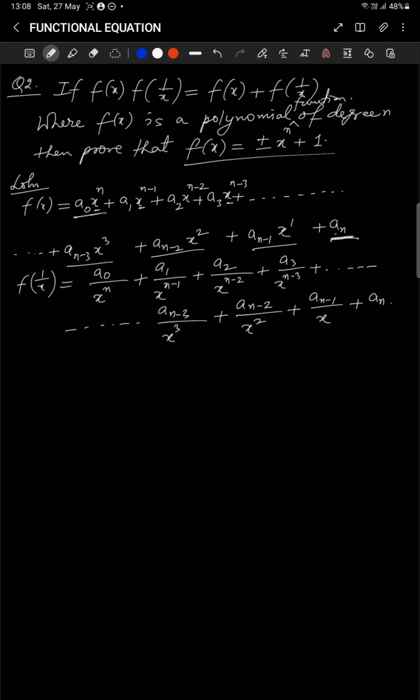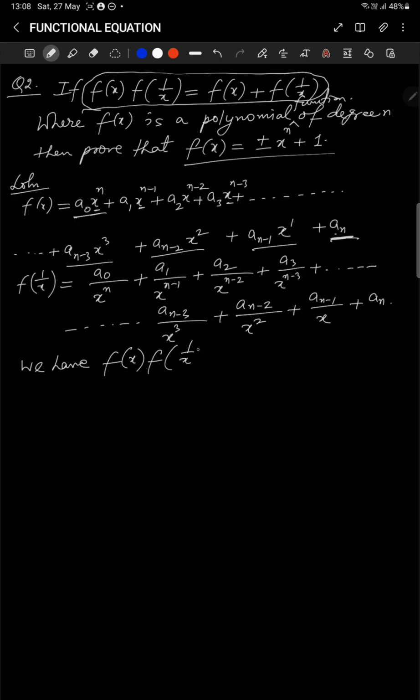Okay. Now let us come back to the equation given, this functional equation which is given to us. We start with that. So we have f(x) into f(1/x) is equal to f(x) plus f(1/x). Using this f(x) and this f(1/x), we have to prove that f(x) is equal to plus minus x to the power n plus 1. This we have to prove. This we have to find.